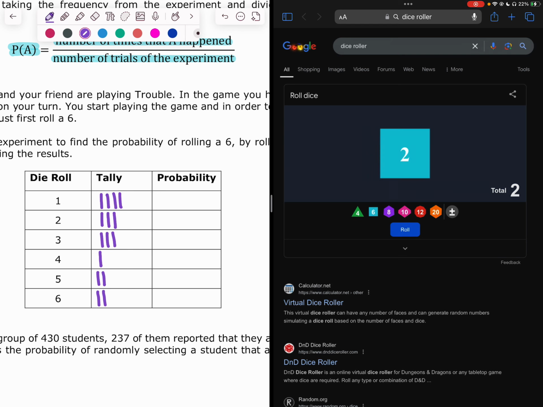And I've lost track of how many I did. 4, 5, 6, 7, 8, 9, 10, 11, 12, 13, 14, 15. Okay, 5 more. 11, 12, 13, 14, 15, 16, 17, 18. Okay, I thought I had one more. I just wanted to make sure. There we go. All right. So there are the 20 trials that we needed to do.